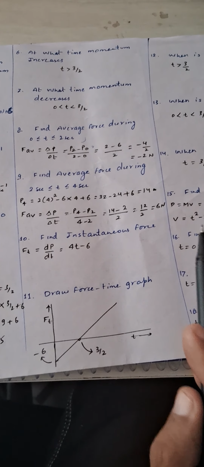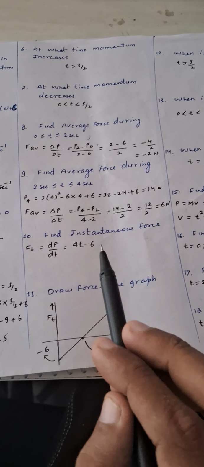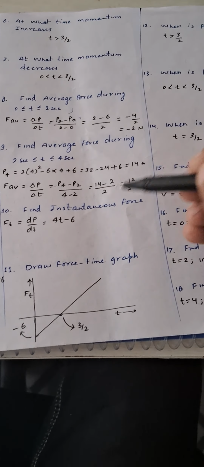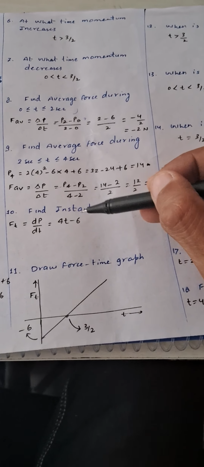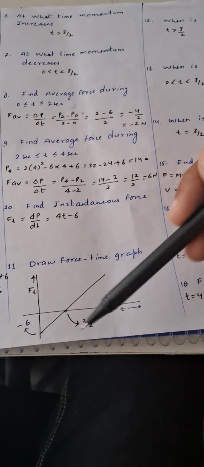Next is we need to find instantaneous force. So we know that instantaneous force is the differentiation of momentum, which is 4t minus 6. Next is we need to draw the force time graph. So we know that this equation corresponds to a linear equation, and at t equal to 0, force is minus 6, slope is positive, so it will be like this.